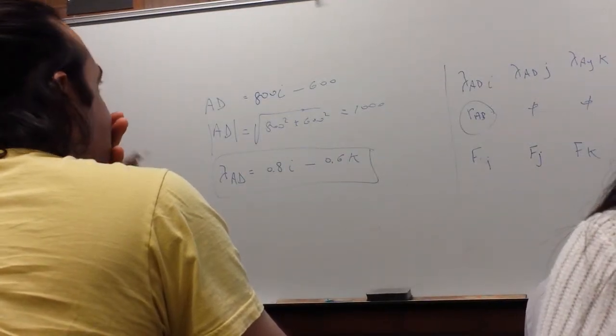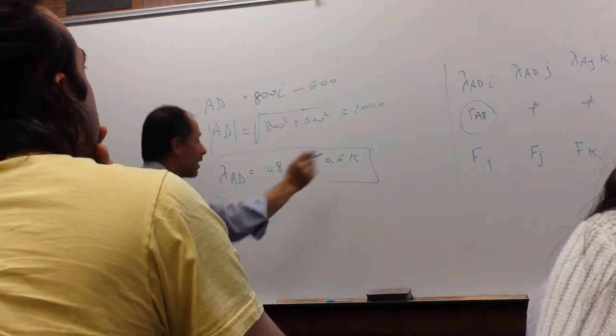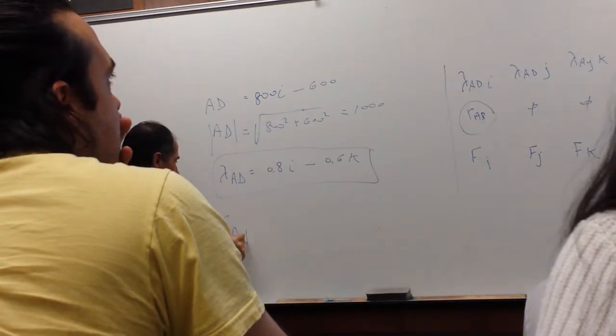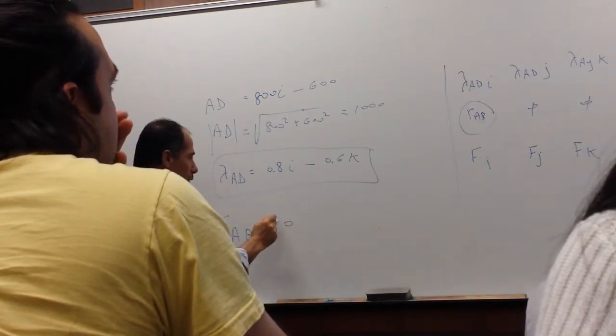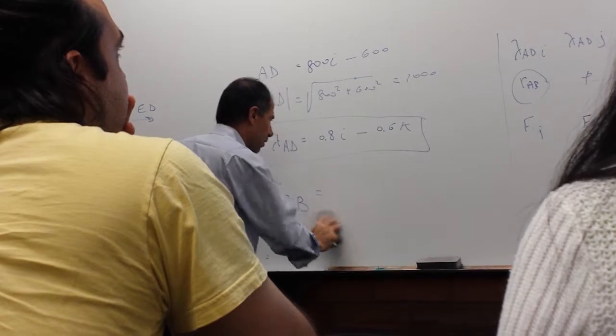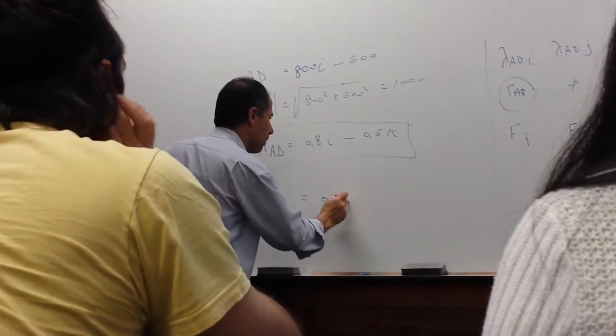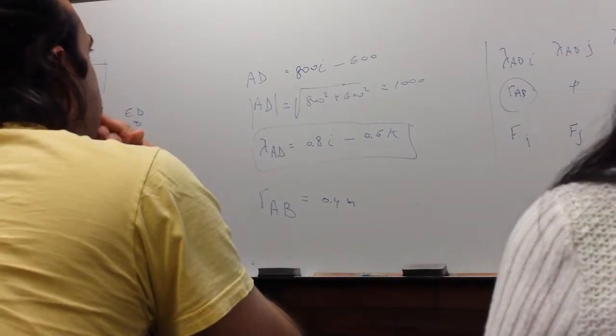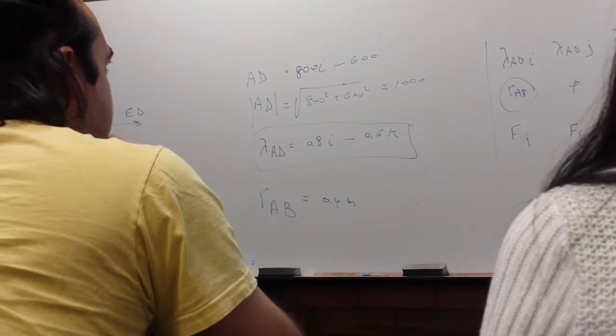Done? Distance, RB, from A to B. R from A to B, I'm going on X for 400 millimeter, or 0.4 of a meter. Agree? Let's go to the force now.